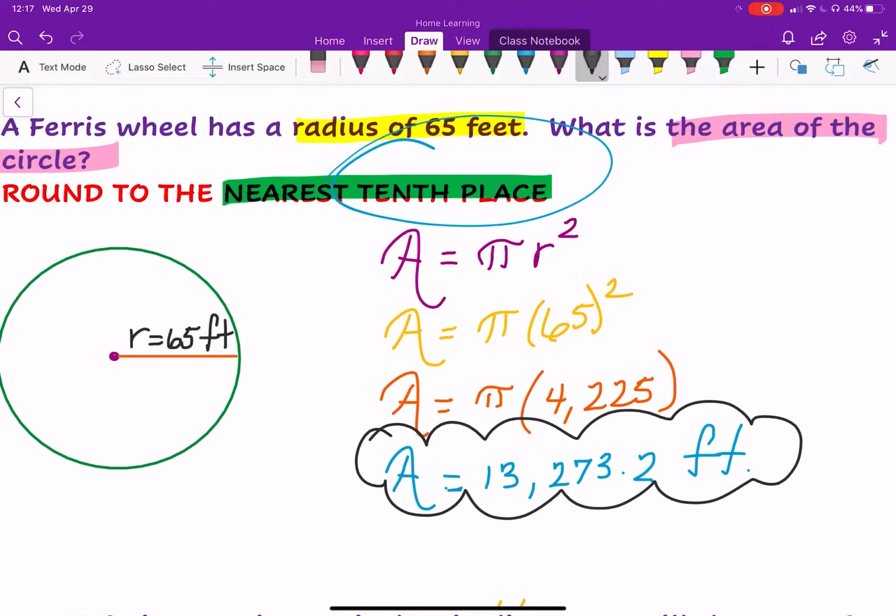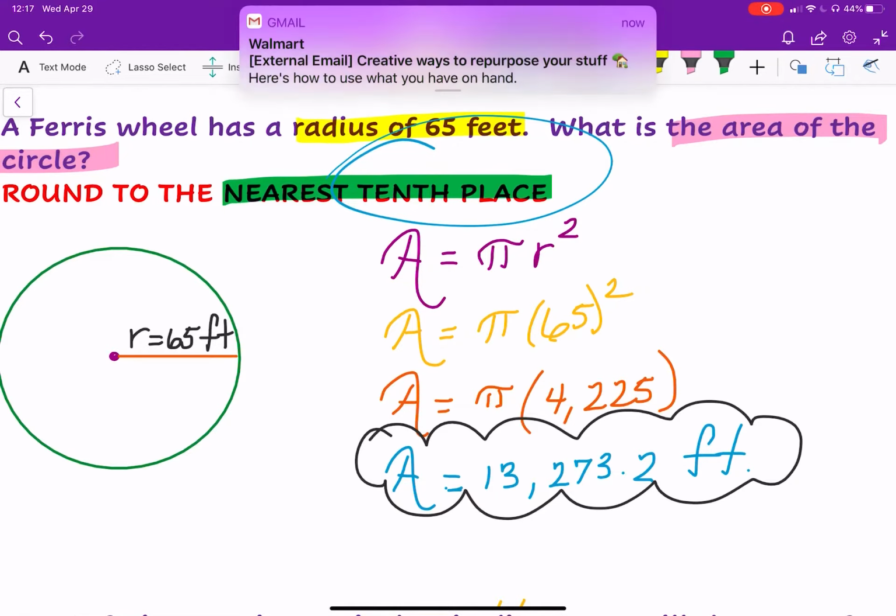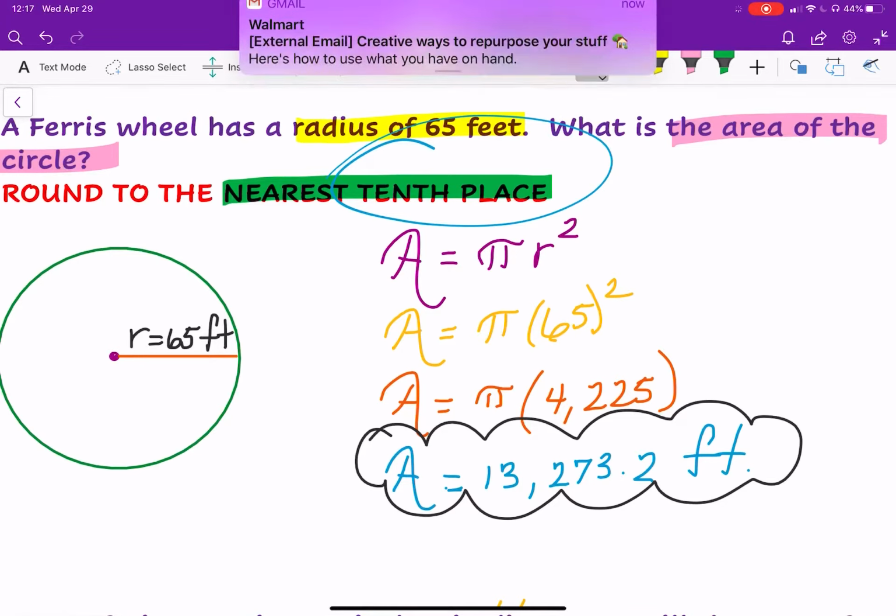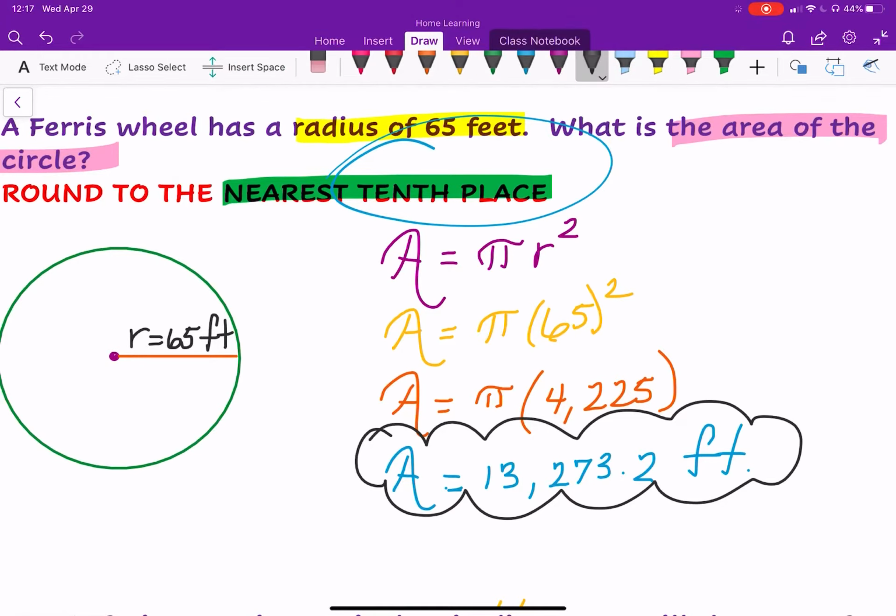So we were asked to find the area of the Ferris wheel. So we wrote the formula, area equals pi times r squared. We replace r with 65 because that's the radius. We square 65, which gave us 4,225, and then we multiply that by pi, and it came out to be 13,273.2 feet. And there you have it.